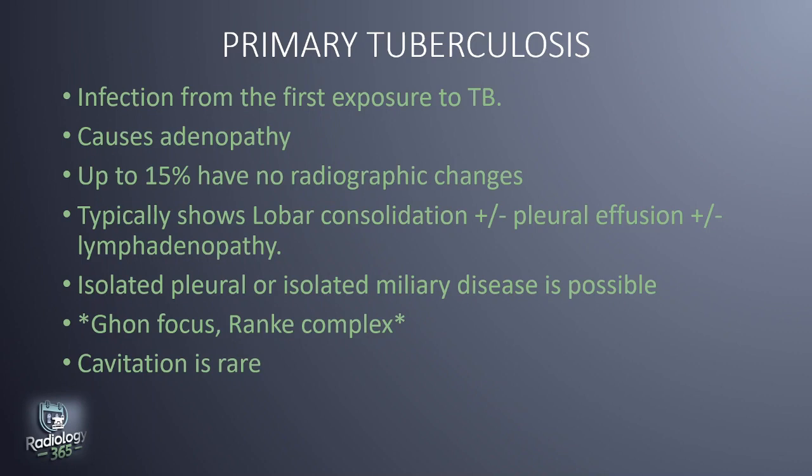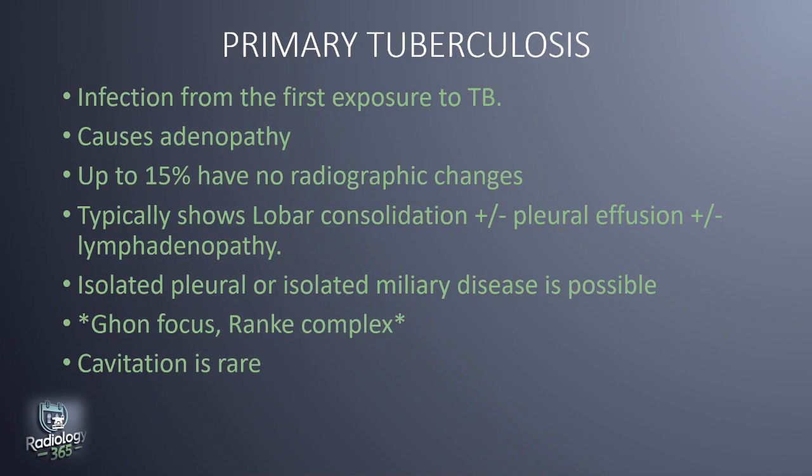Primary TB may involve the pulmonary parenchyma, the airways, and the pleura. Primary TB often causes adenopathy, that's disease within the lymph nodes. They could get enlarged. As many as 15% of patients who are infected with primary TB have no radiographic changes. So you may look at a chest x-ray and it may look normal in someone who actually does have primary TB. And the imaging appearance of primary TB is usually non-specific.